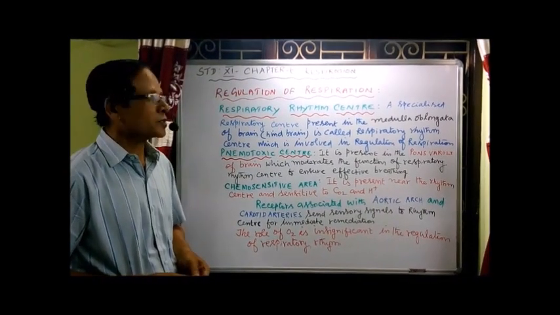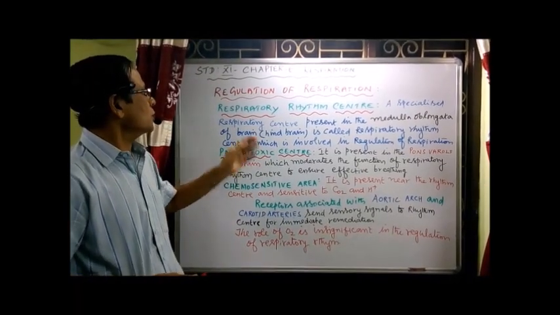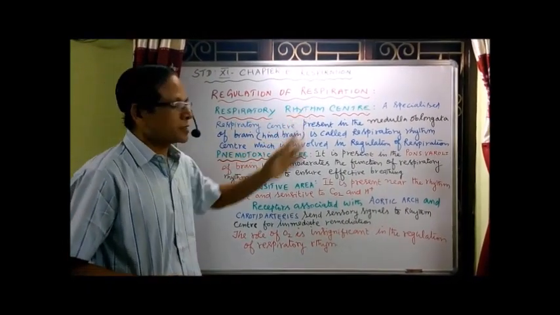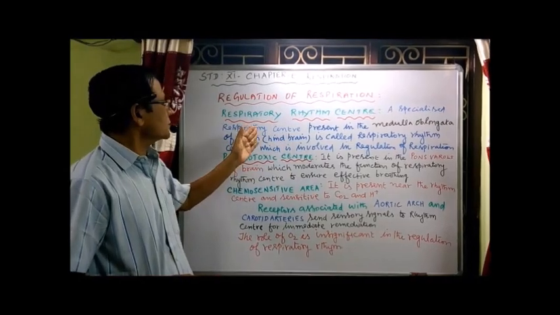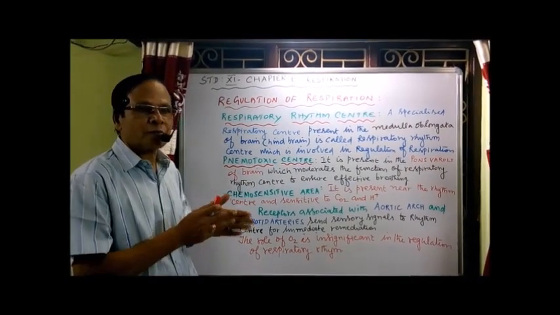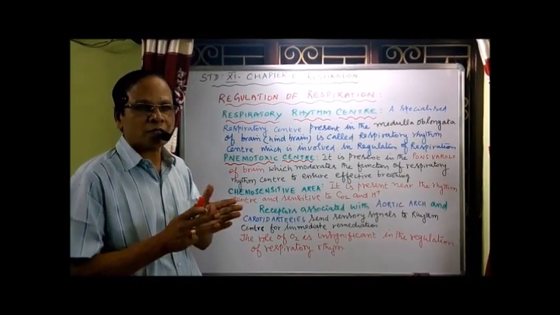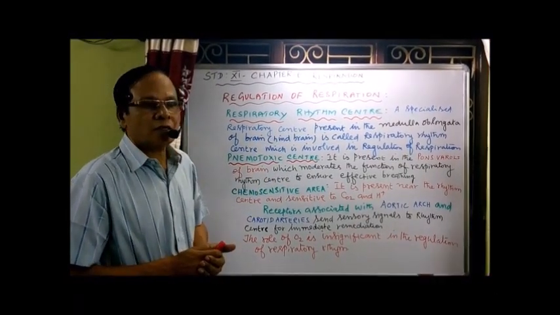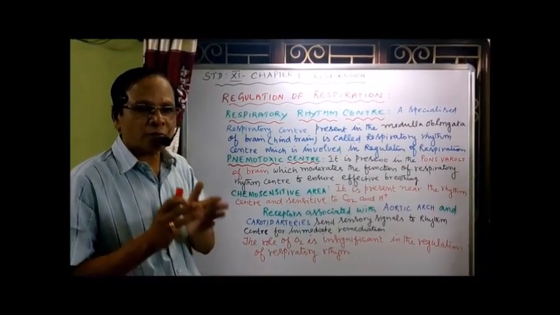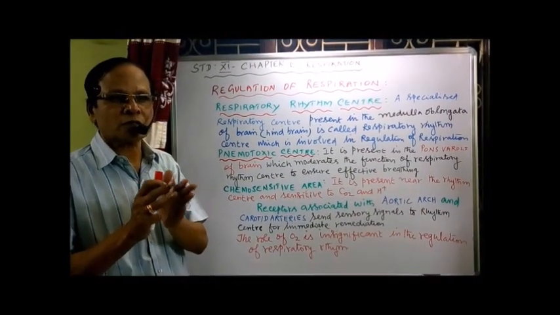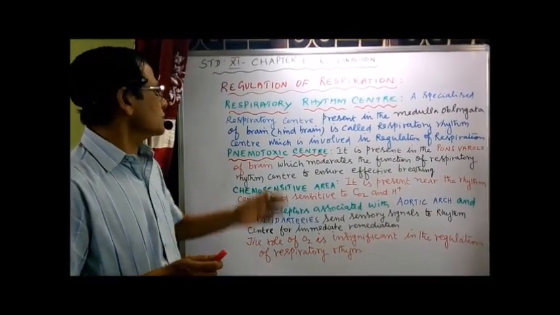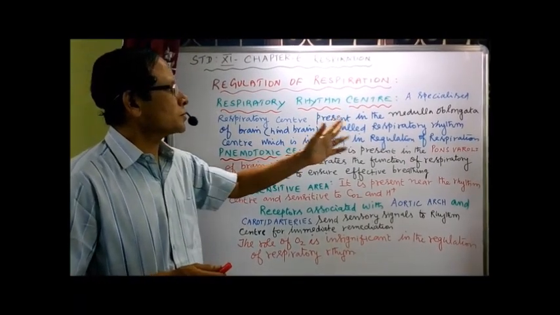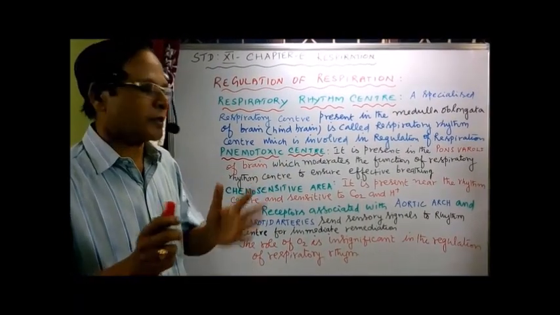Now let's see the regulation of respiration. We have a respiratory rhythm center, a specialized respiratory center present in the medulla oblongata, commonly called the respiratory center, in the hindbrain. It is called the respiratory rhythm center. This is the main center controlling the process of respiration. So this is the one involved in the regulation of respiration, the medulla oblongata of the hindbrain.